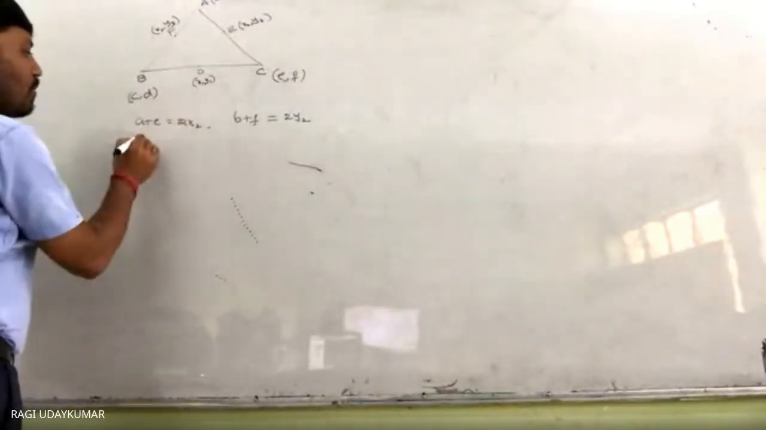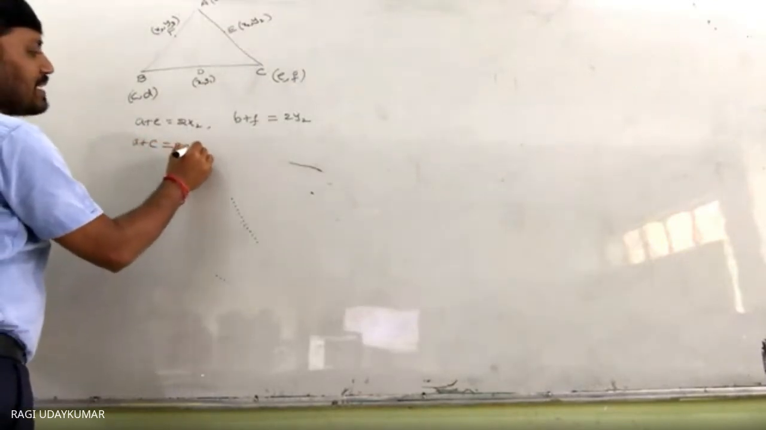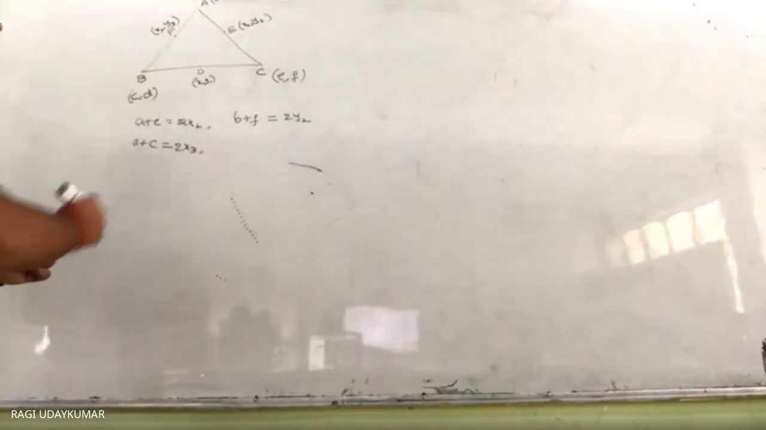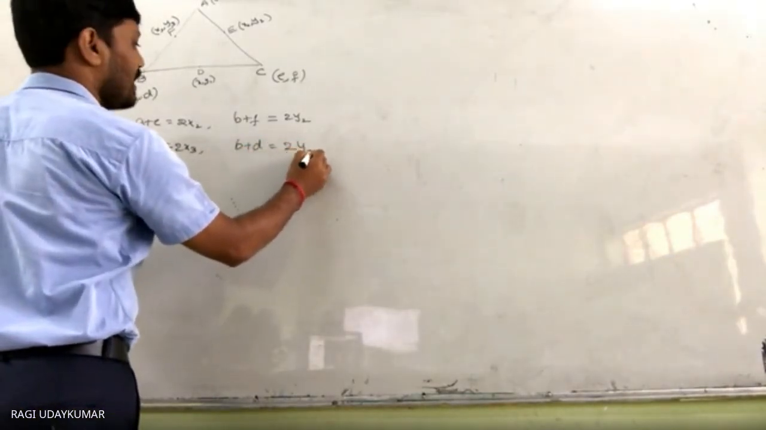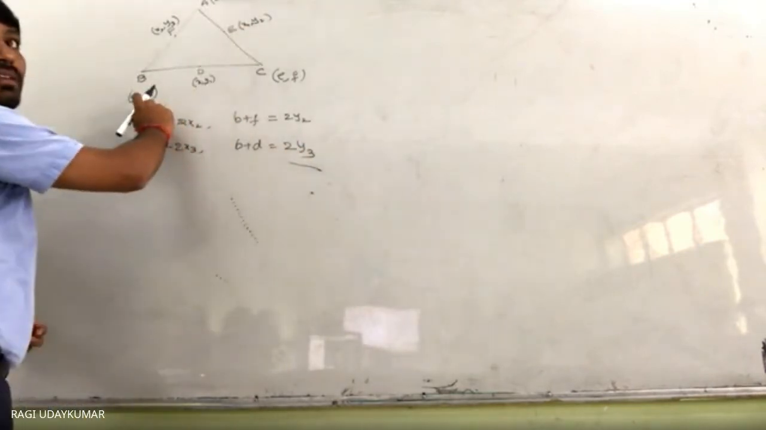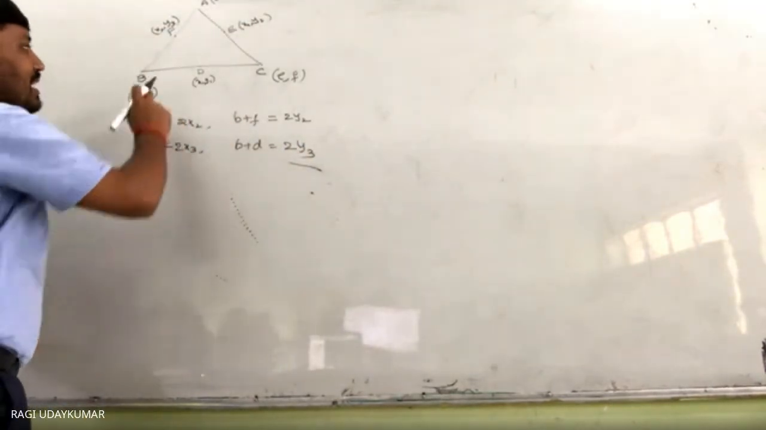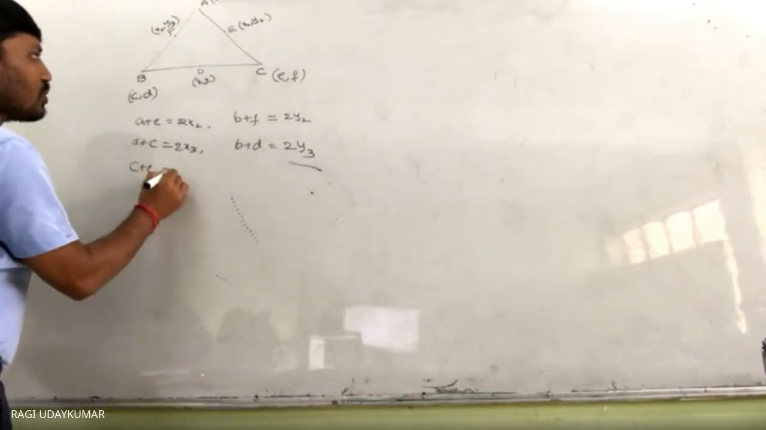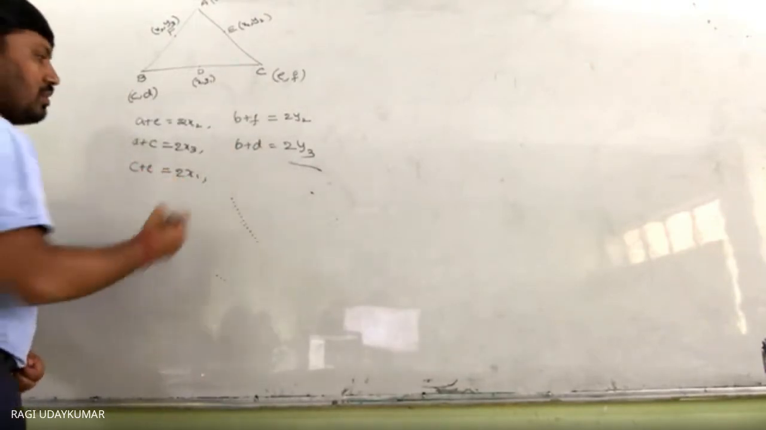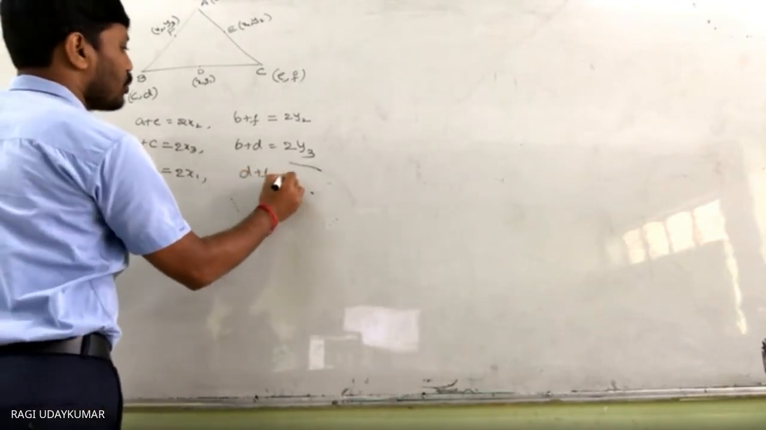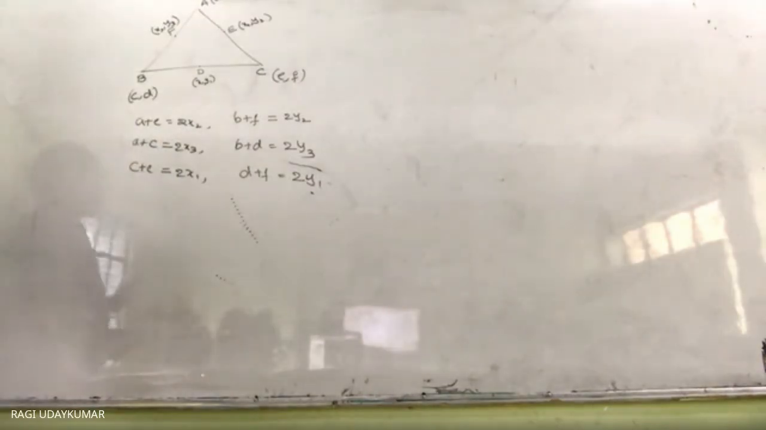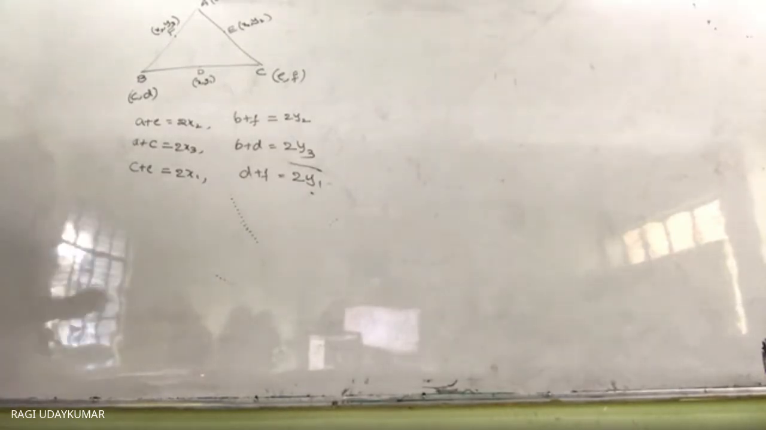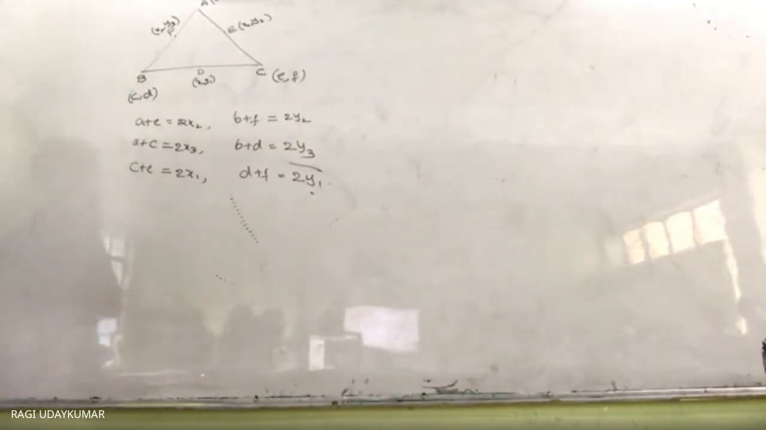So A plus C is equal to 2x3, and B plus D is equal to 2y3. In the same way, C plus E is equal to 2x1 and D plus F is equal to 2y1. Now we need to find out the A, B, C, D, E values from these equations. Now I will ask you: how do we get the A, B, C, D values from these equations?